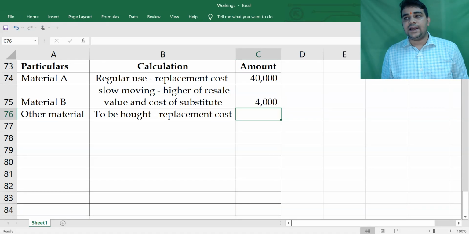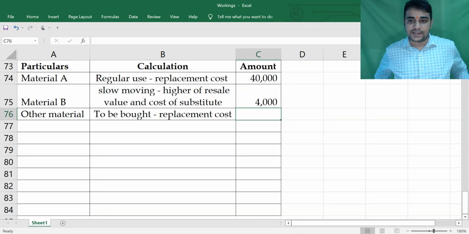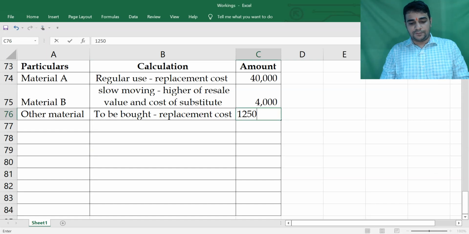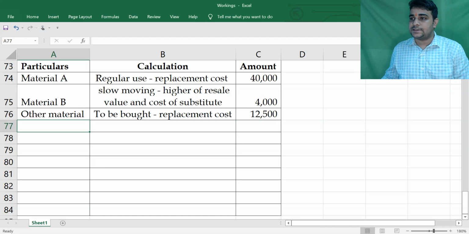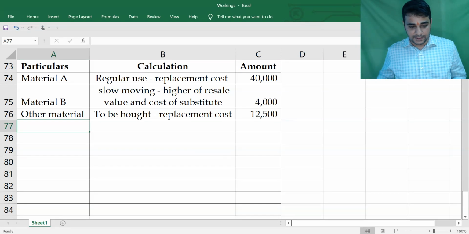I don't have any extra explanation in the question. So, I assume whatever they have given is the replacement cost. There is no extra explanation on this item. To be bought is very clear. So, 12,500. Other material, to be bought, relevant cost is replacement cost, 12,500.